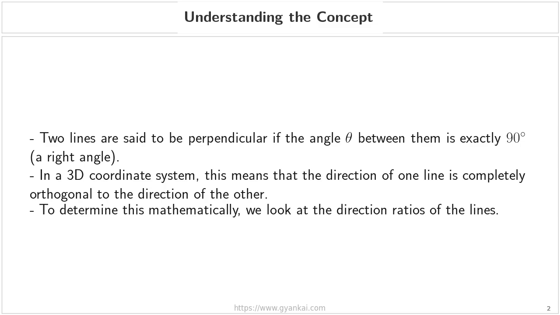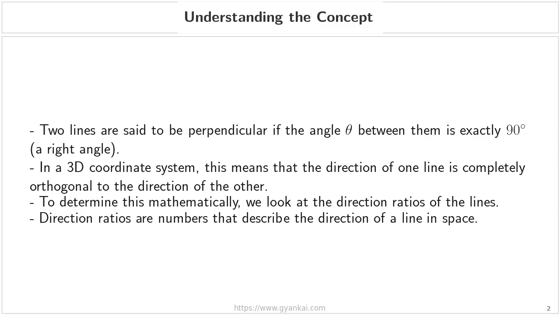To determine this mathematically, we don't look at the lines' positions, but rather at their direction ratios. You can think of direction ratios as a set of specific numbers that describe the orientation or the direction of a line as it travels through space. As we will see in the next slide, these ratios are the key to deriving the formula we'll use to test for perpendicularity. Now that we've introduced our topic, let's dive into the core concept.